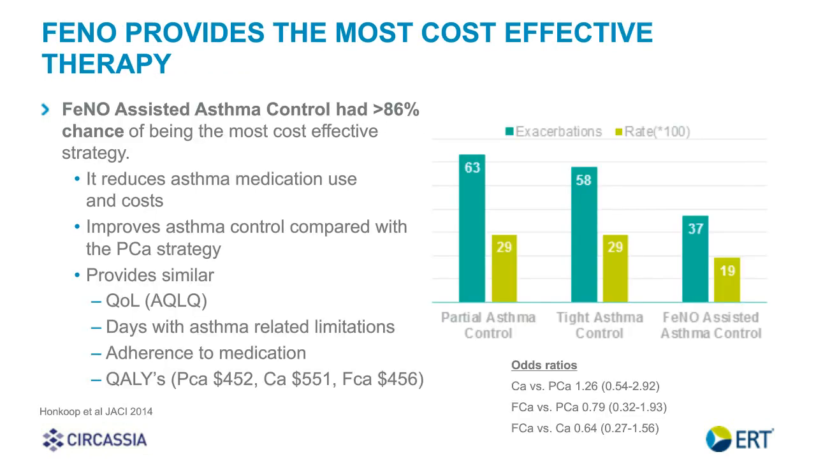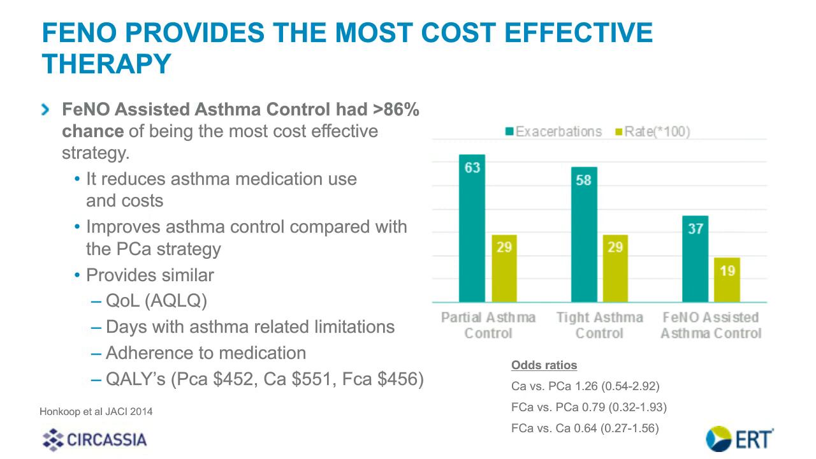One other study was performed looking at cost effectiveness by Han Koop in the Netherlands. They did a similar study where they controlled patients in 3 different groups: partial asthma control, which meant they allowed patients to carry more symptoms, a tight asthma control where they tightly controlled their asthma symptoms, or a FeNO-assisted asthma control. And this was primarily done for economic endpoints. So they wanted to look at the cost and the use of medication.